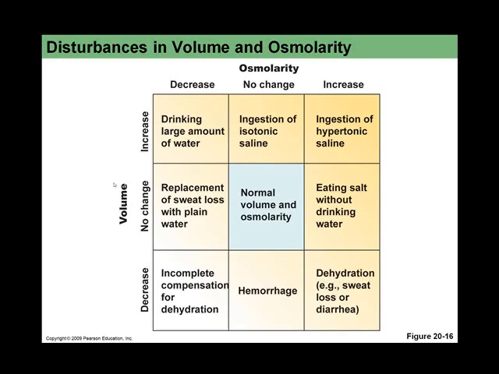Okay, the disturbances in volume and osmolarity are considered on this slide. So we have volume on the left here and osmolarity on the top, and we see a decrease and an increase, no change and no change, and an increase and a decrease are what we're crisscrossing in this matrix. In the center of our matrix we have no change in osmolarity with no change in volume, where we are at a normal volume and osmolarity. So this box and a slight fringe around the edge of it are the realm in which we should be staying under normal conditions every day.